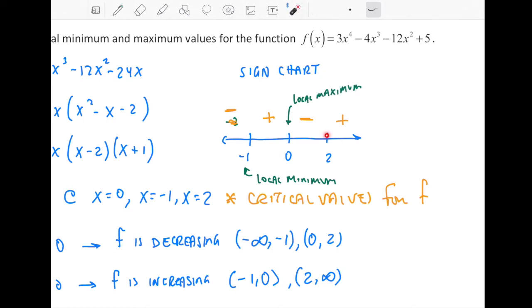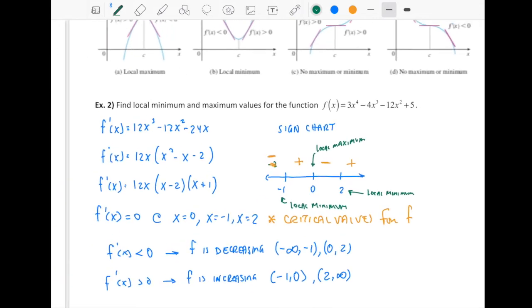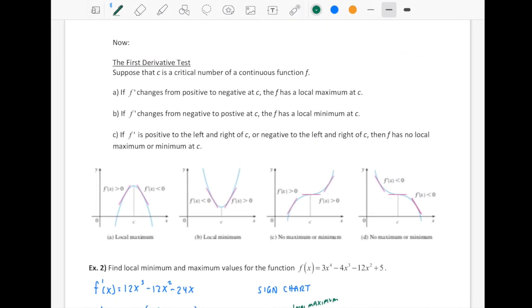And lastly, our third critical point there, x = 2, our function is decreasing to increasing. That means our graph is going down and then it's going up. So at that critical point, we pass through another local minimum. We call this the first derivative test. And the first derivative test identifies whether or not we have maximums or minimums at critical points on a function.